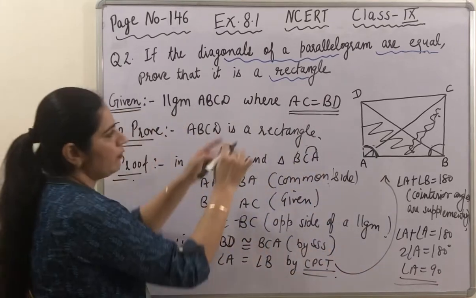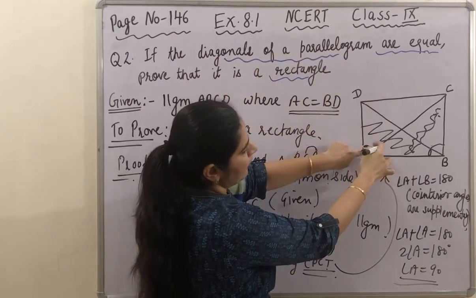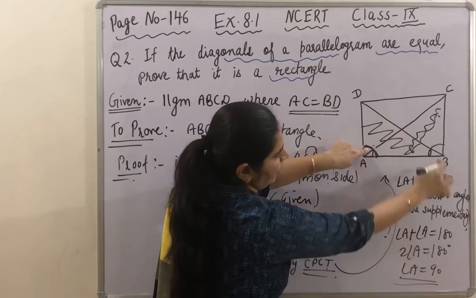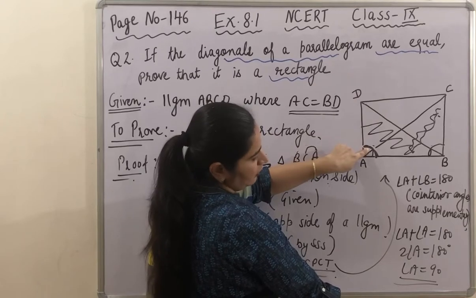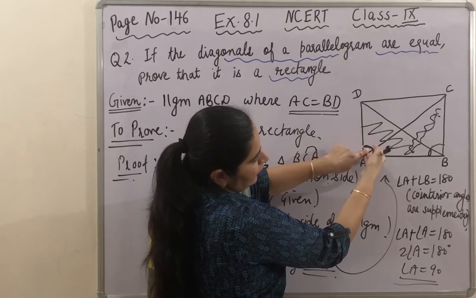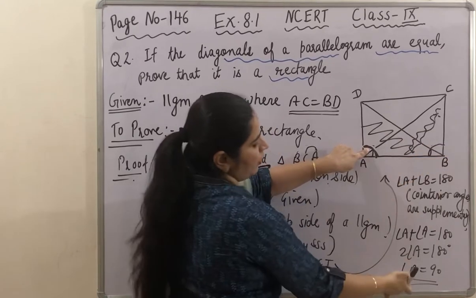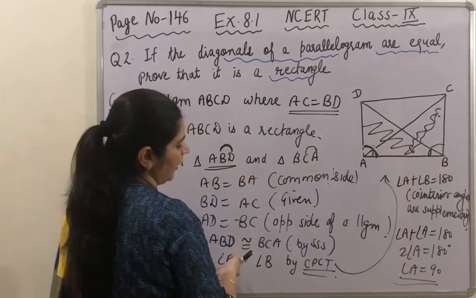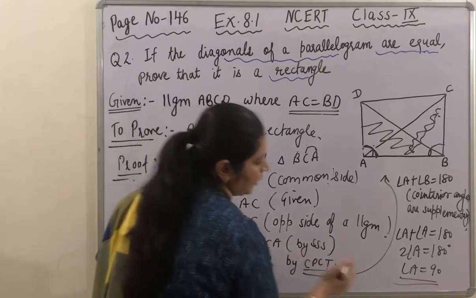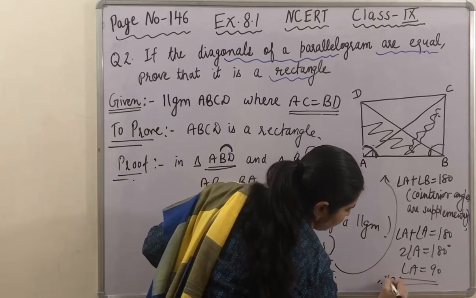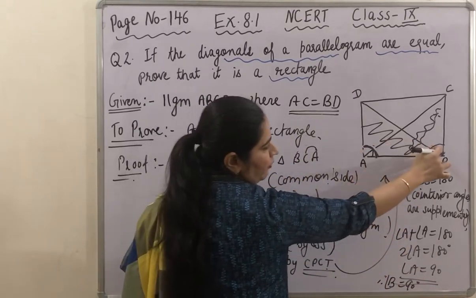Now parallelogram was already given. When one angle of a parallelogram is of 90 degree, the rest will also be of 90 degree. There is no need to prove the rest of the angles. We all know if this angle is of 90 degree, with the help of the co-interior angle condition, this will also be 90 degree. Or here we have proved angle A and angle B both are equal. When angle A is equal to angle B, therefore B is also of 90 degree. When A is 90 degree, B is also 90 degree.